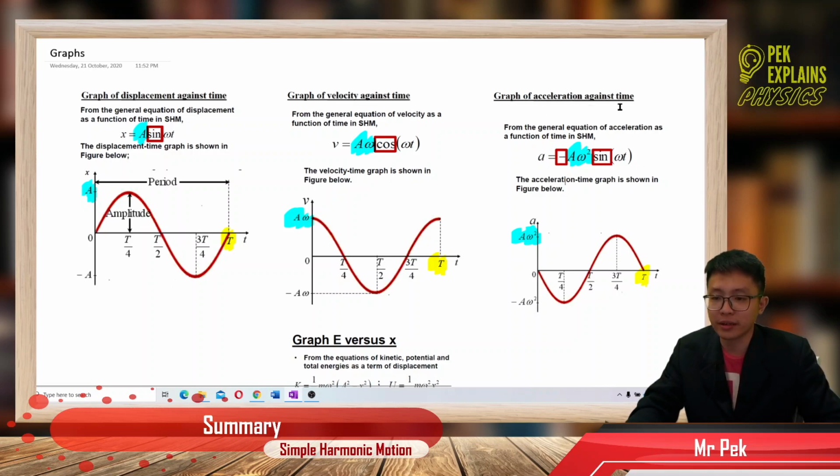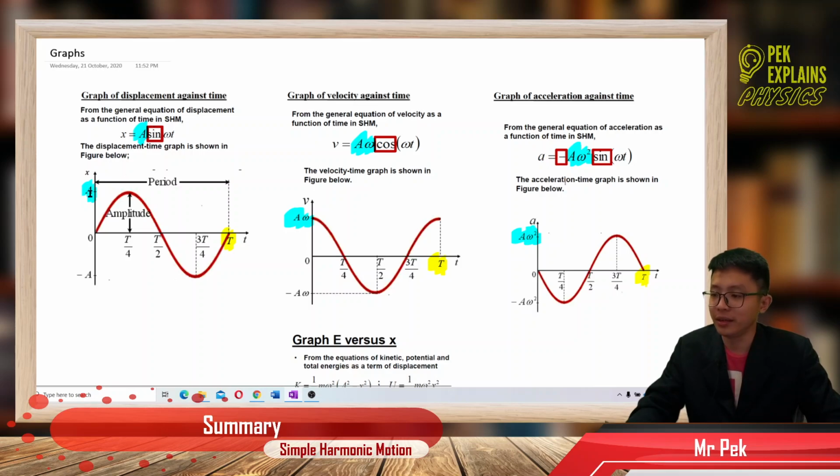The acceleration-time graph is a negative sine graph. So it's an inverted sine. Sine is like this, so negative sine is inverting the sine. Negative sine graph. And the maximum is A omega square, so you put A omega square.